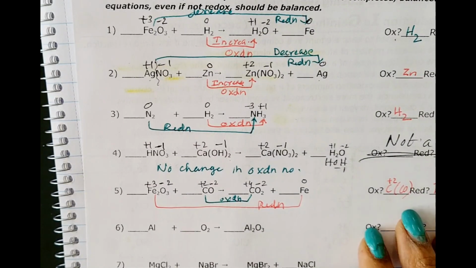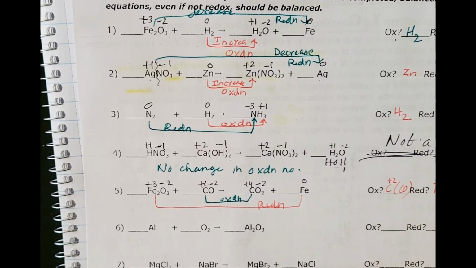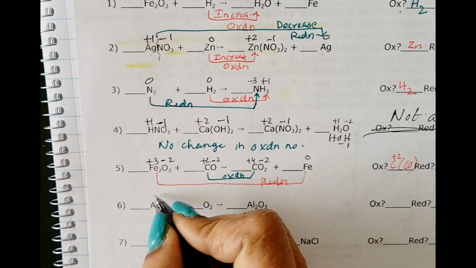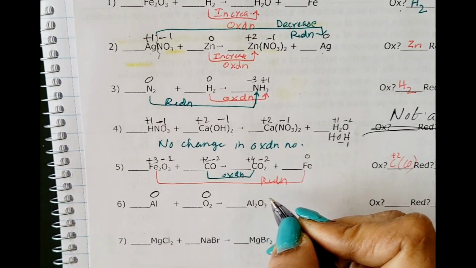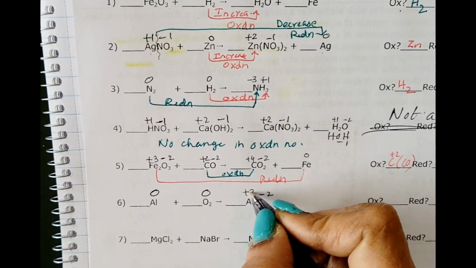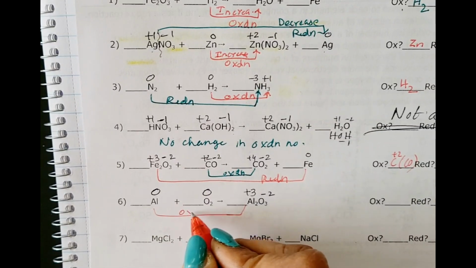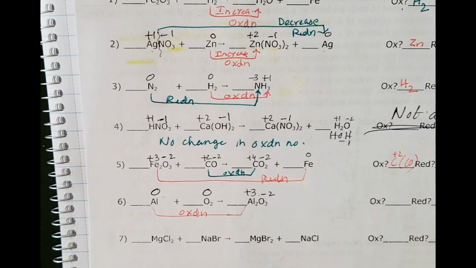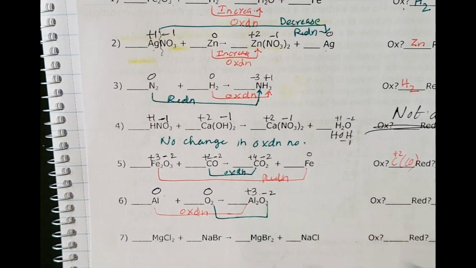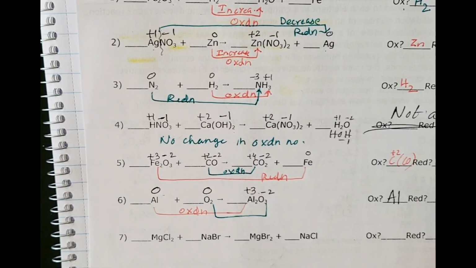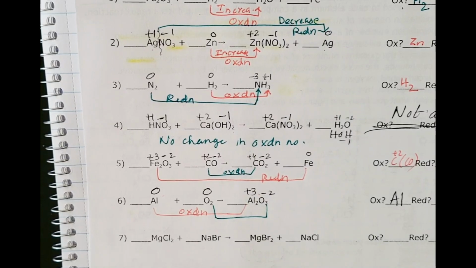The question will be asking like this: which element undergoes reduction, which element undergoes oxidation? So you have to write only the element name, okay? Next one, Al2O3. 0, 0, and oxygen is -2, and this will be +3. So which undergoes oxidation? Aluminum undergoes oxidation because the number increased from 0 to 3. And which undergoes reduction? Oxygen. Okay, go ahead and write that. Aluminum oxidation, oxygen reduction. Good?